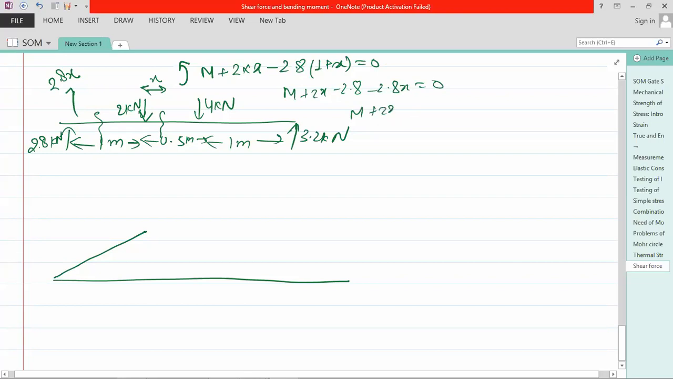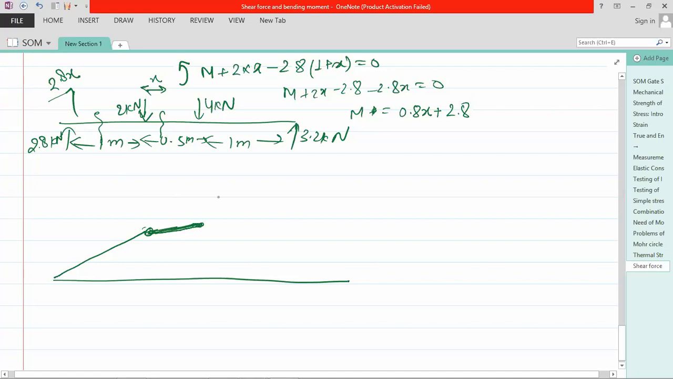M plus 2x, sorry, M is equal to 0.8x plus 2.8. Now at x equal to 0, it is 2.8, but as x increases again, it will increase, but now it will increase in a different slope. Here the slope is 2.8x. Here it is 0.8x. Now it will increase like this, okay, up to 4 Newton.